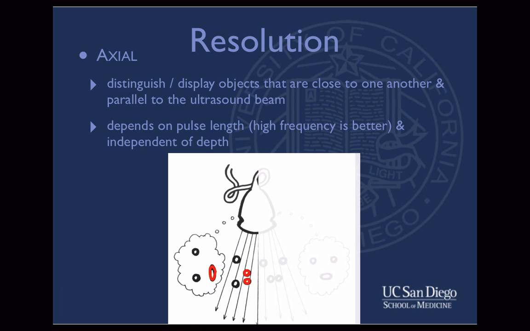Notice the 2 separate structures in the scanning field that are close together, and they are in the same plane as the ultrasound beam. If the length of the ultrasound pulse is too long, the machine will not be able to distinguish the 2 structures as shown. Using a higher frequency will improve axial resolution.